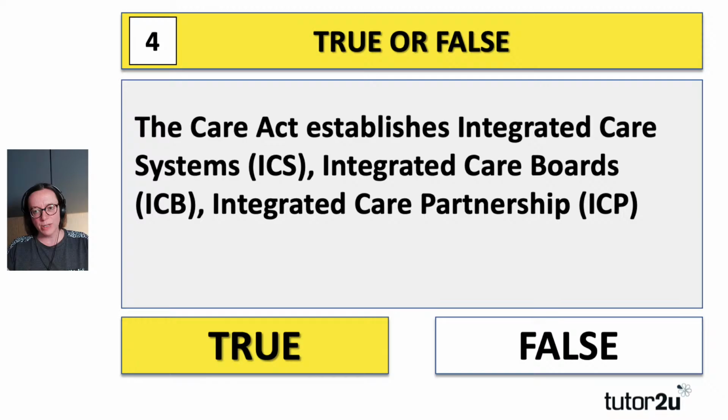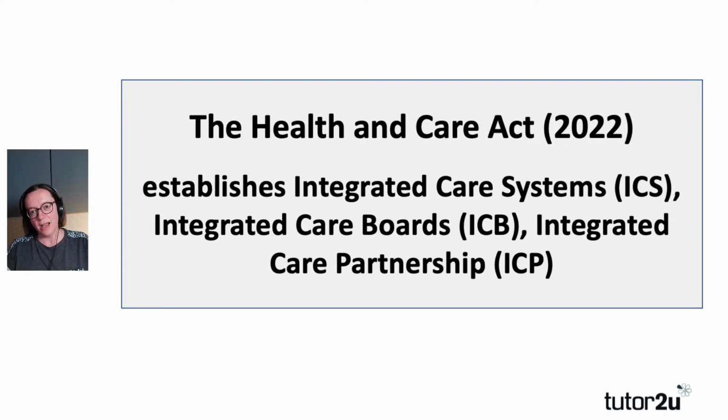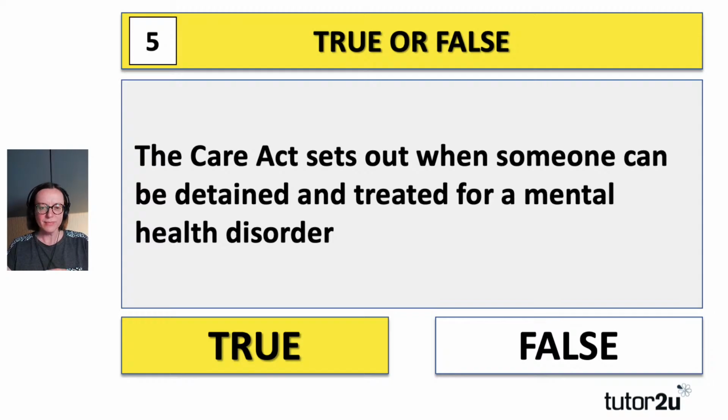Did the Care Act establish integrated care systems, integrated care boards and integrated care partnerships? True or false? Or is this a different law? We used to have clinical commissioning groups. Now we have ICSs, ICBs and ICPs, which are regional bodies. We do have them, but it wasn't the Care Act that established those. That was the Health and Care Act 2022. Okay, next one. Does the Care Act set out when someone can be detained and treated for a mental health disorder, or is that a different piece of legislation?